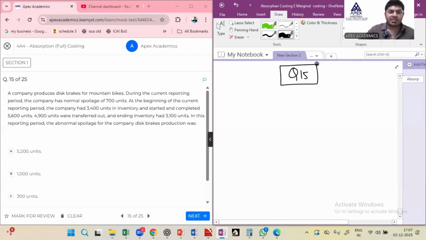A company produces disc brakes for mountain bikes. होती है एक किस्म की साइकिल, उसके पीछे के पहिए पे लगता होगा एक किस्म का ब्रेक जिसे बोलते हैं डिस्क ब्रेक. During the current reporting period, the company has a normal spoilage of 700 units. सर कुछ भी कर लीजिए, आप जितने भी यूनिट्स बनाएंगे उसमें 700 यूनिट्स खराब होने वाले हैं. इस पॉइंट को एक्सेप्ट करके चलिएगा.